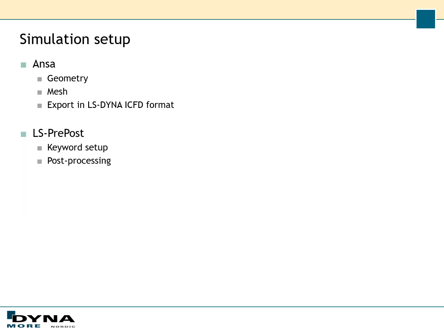Next, we will use Ansa to create the geometry and the mesh, and then export the mesh in LS-DYNA ICFD format. After that, we will use LS-PrePost to do the final keyword setup. And when we have run the simulation, we will also use LS-PrePost for the post-processing.